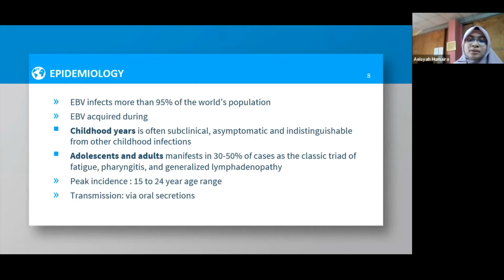Adolescents and adults manifest in 30 to 50% of cases the classic triad of fatigue, pharyngitis, and generalized lymphadenopathy. The syndrome is seen in all ages, but the peak incidence is between 15 to 24 years of age. The virus is transmitted primarily via oral secretions, and it may also be transmitted via penetrative sexual intercourse. As for children, the virus is transmitted by the exchange of saliva from one child to another.